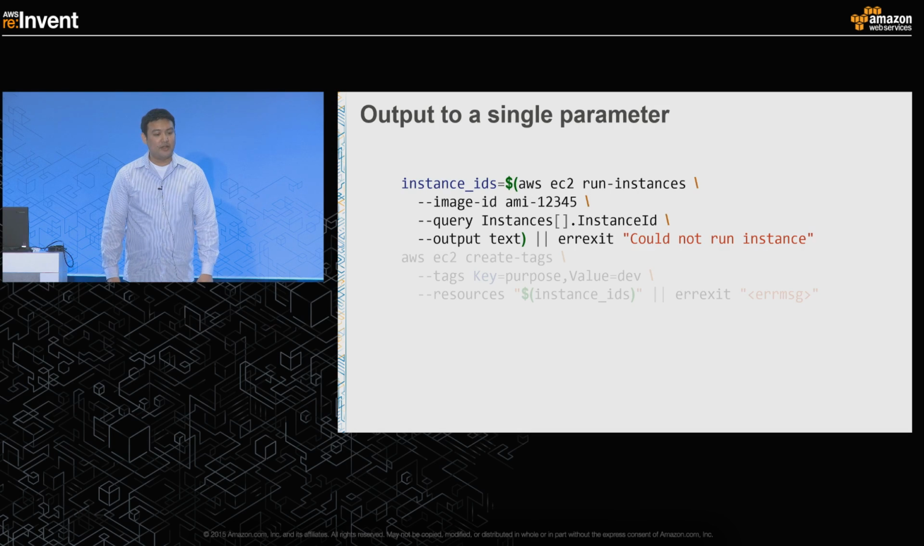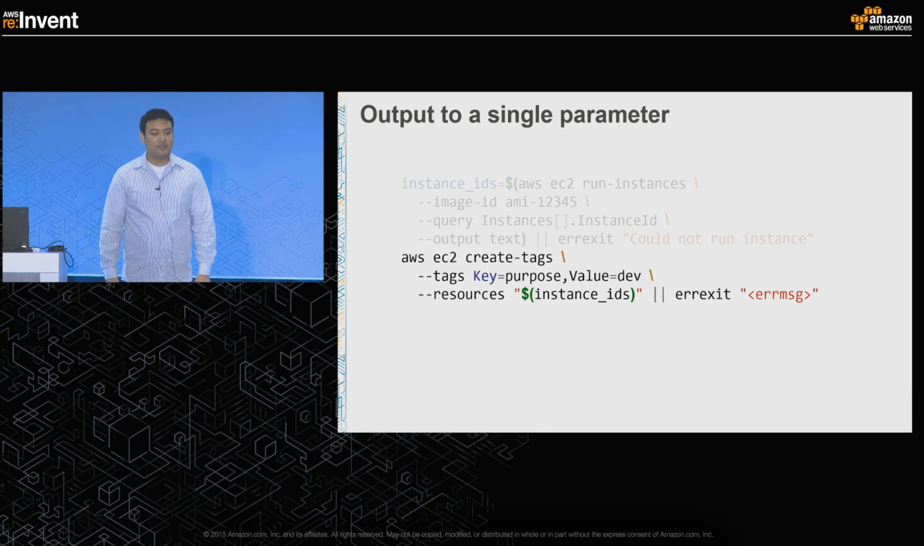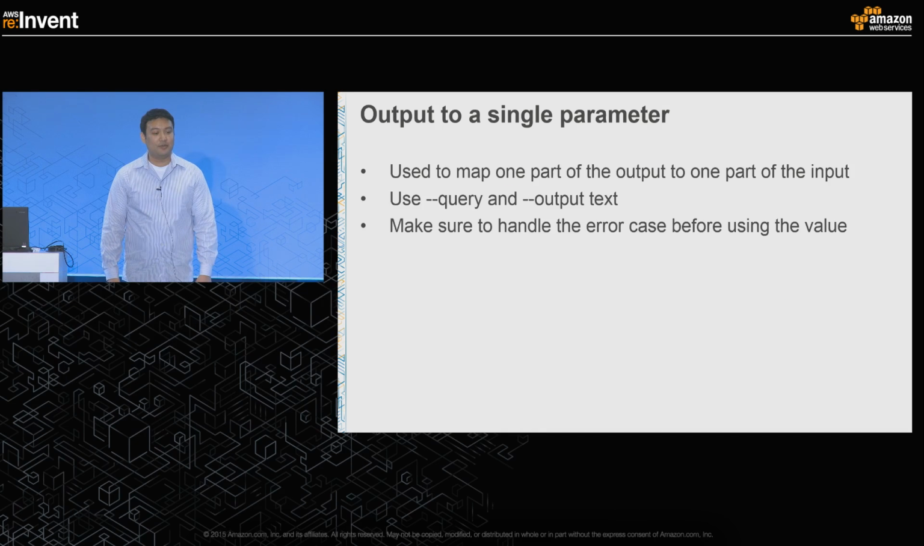And again, we're running the query, so we're using --query to grab the instance ID, and we're using --output text. We're going to be using that a lot anytime we want to feed output into input. So that's something to remember. So a summary here, again, use --query and --output text. Make sure to handle the error cases. And this is for a one-to-one mapping of output to input.